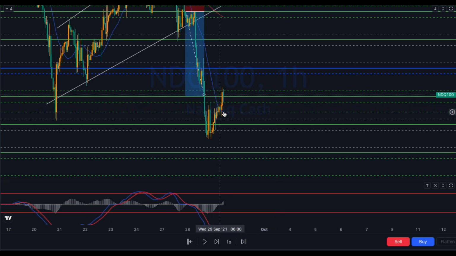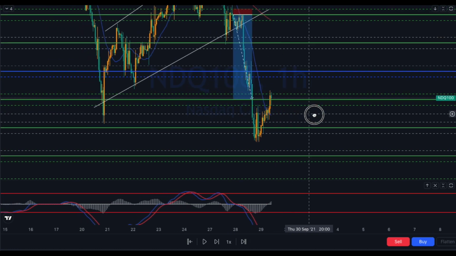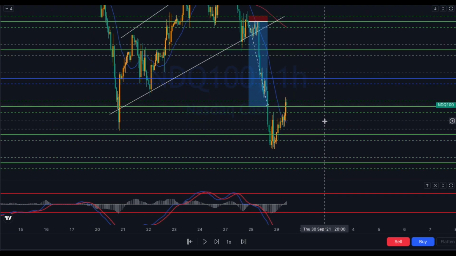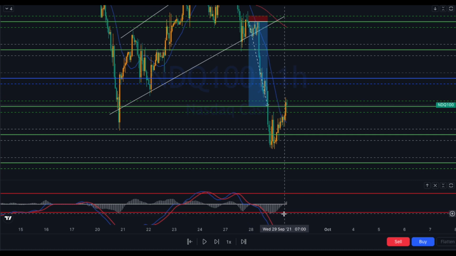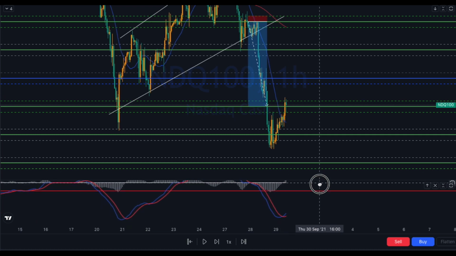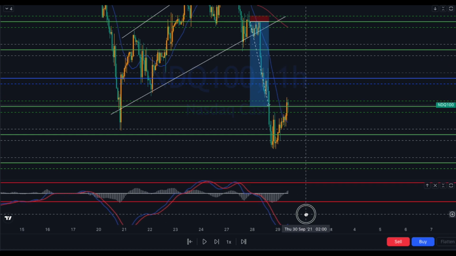According to the 20 moving average, price is pushing to the upside. So how do I actually want to play this? What we're going to do is, let's see where everything is. And also with the MACD, we have a cross. It's a cross, it's gone the other way.